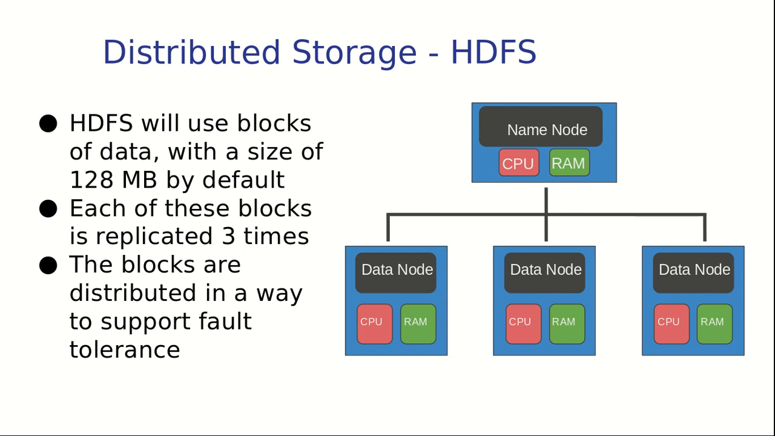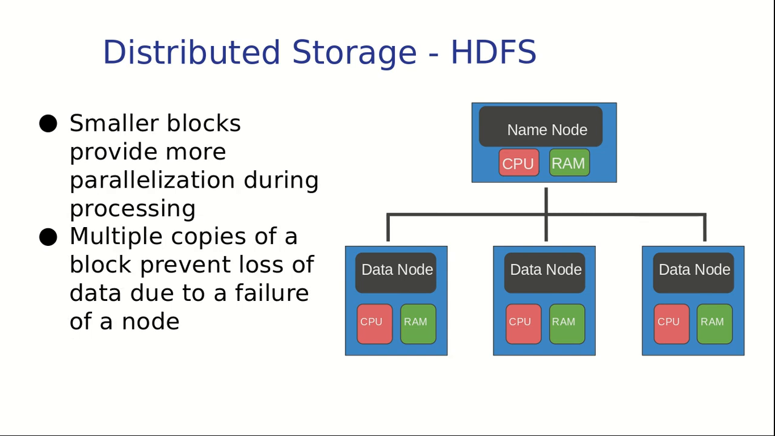Each of these blocks is replicated 3 times; it's configurable. By default the replication factor is 3, so the NameNode is going to create 3 backups of each block. The blocks are distributed in a way to support fault tolerance. We discussed fault tolerance in the last slide. These are again the same thing.